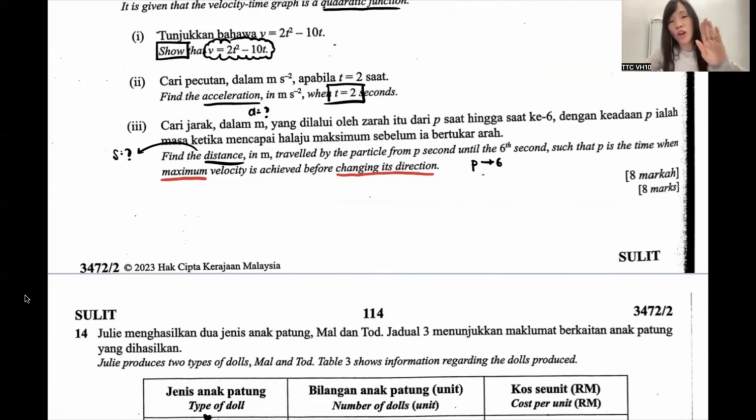So remember, velocity is v. Maximum, it means what? Under differentiation, you guys know that dy/dx equals 0. But now we say maximum velocity, so you will call it dv/dt equals 0. And dv/dt, we can also name it as a. So we can say a equals 0.